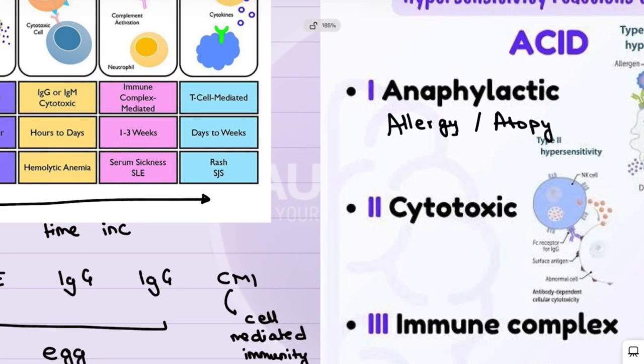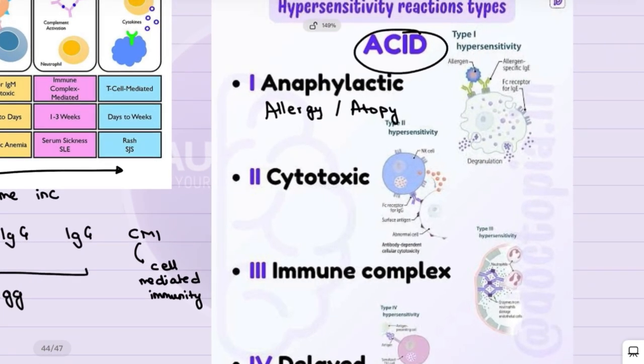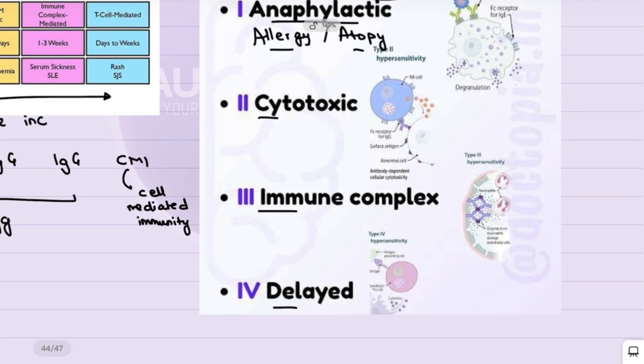Okay, to remember the different hypersensitivity reactions, we have this mnemonic called ACID. A is for anaphylactic, allergy or atopy. C is for cytotoxic, I is for immune complex, and D is for delayed reactions.